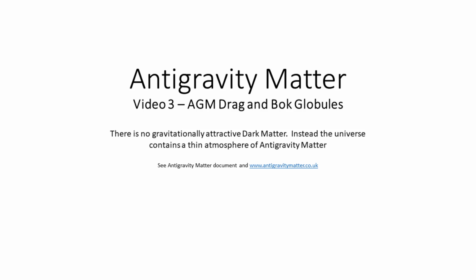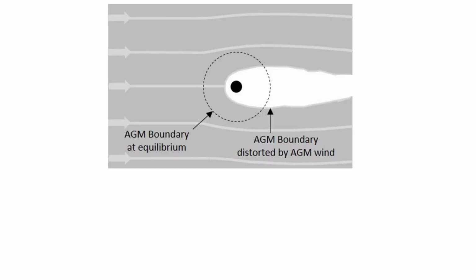So, we've looked at what happens to antigravity matter around a stationary normal matter object. But what happens when the normal matter object is moving? The antigravity matter gets pushed closer to the leading face of the moving normal matter object, and it gets dragged away from the trailing face.